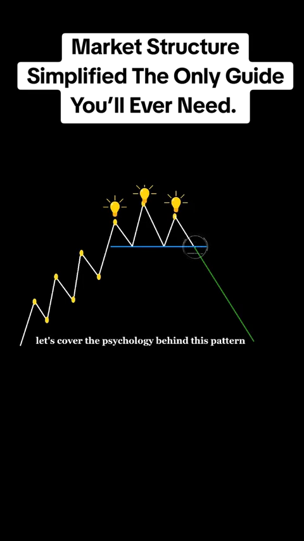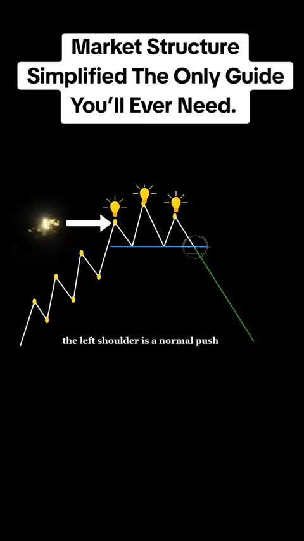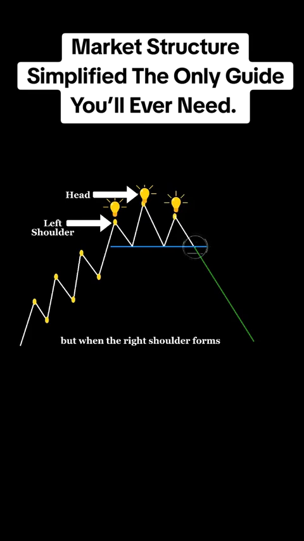Let's cover the psychology behind this pattern. The left shoulder is a normal push. The head shows strong buying interest, but when the right shoulder forms, buyers are weaker. Once the neckline breaks, it's done. Buyers give up and sellers take over.